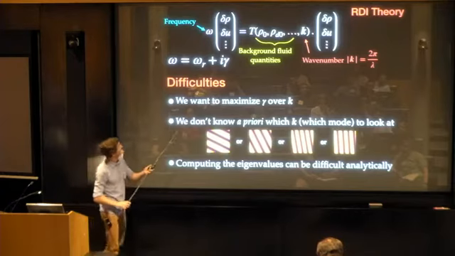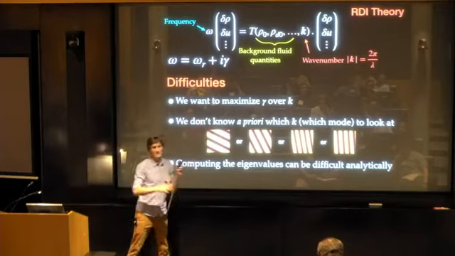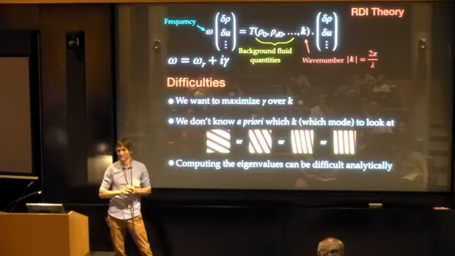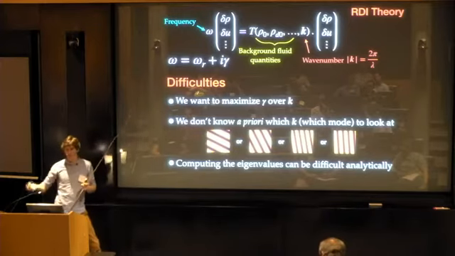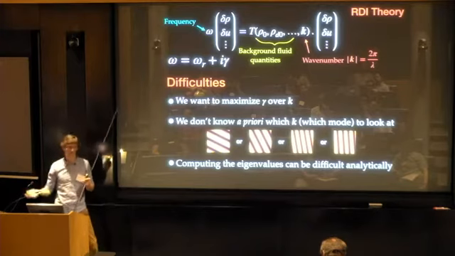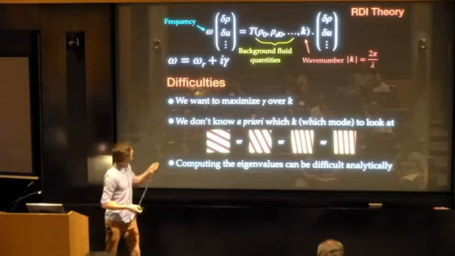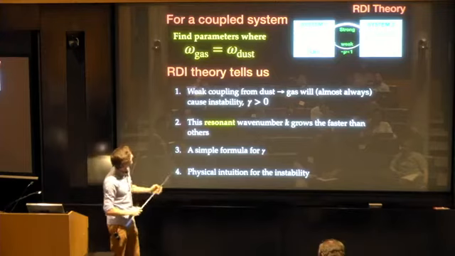And although it's simple in principle, computing these eigenvalues can just be a large polynomial, and analytically, it can be pretty difficult to tell which are going to give the fastest growing modes and which aren't. So that's kind of where the RDI comes in.